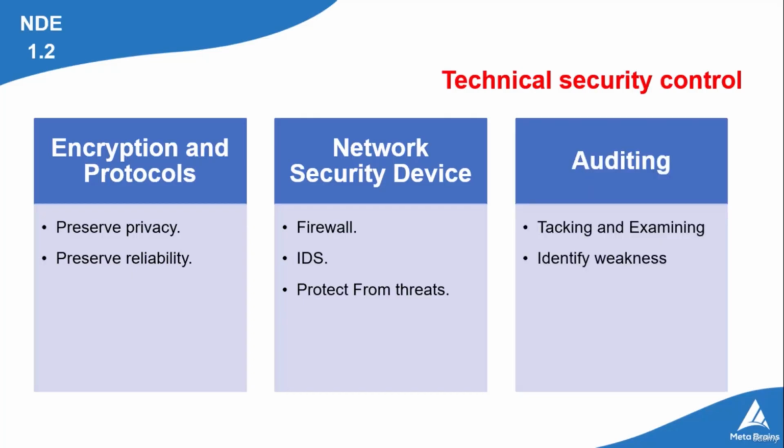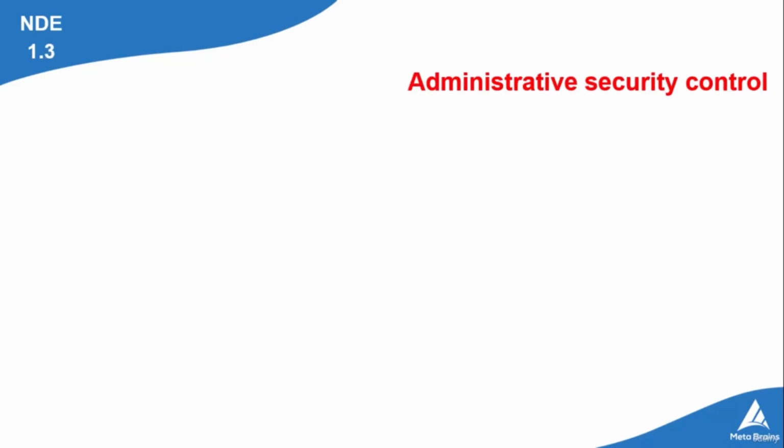Lastly, the auditing. Auditing is a systematic evaluation of the security of a company's network and takes into consideration tracking and examining the network and identification of weaknesses.